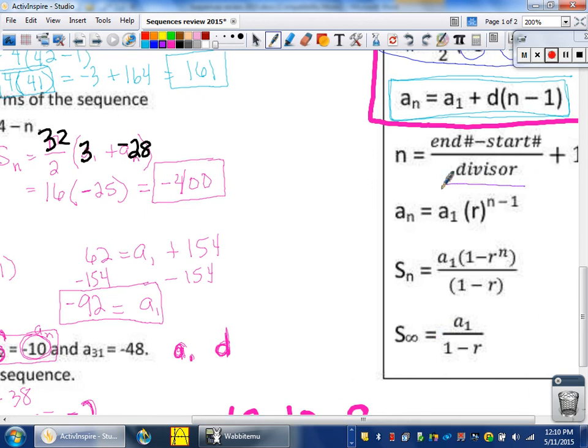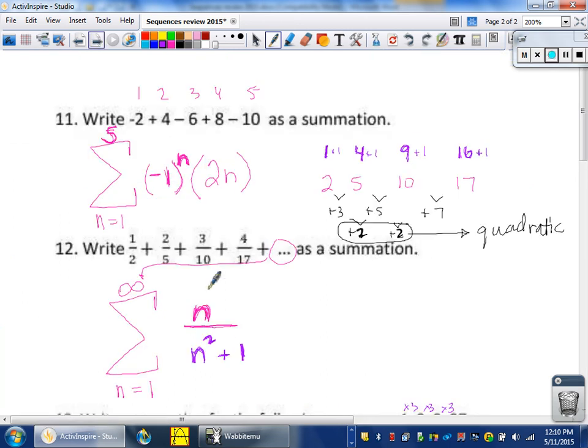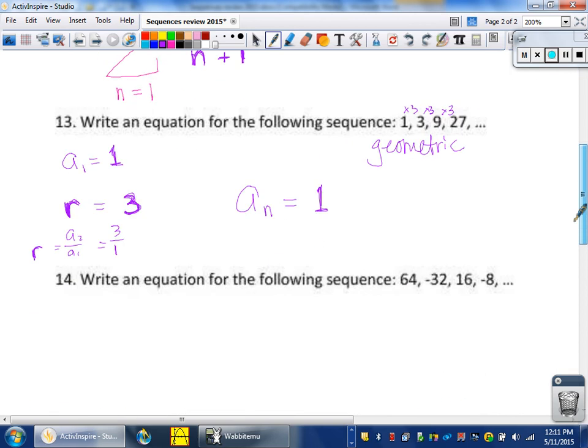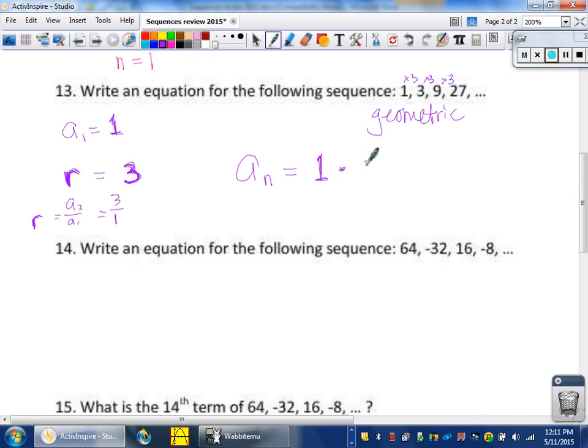This is the equation for any geometric sequence. It needs the first term and the ratio. So we found the first term, and we've found the ratio: 1 times 3 to the n minus 1. We can write it like this, or we can just say 3 to the n minus 1, since multiplying it by 1 doesn't change anything.